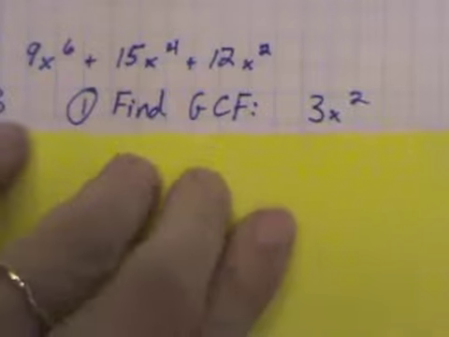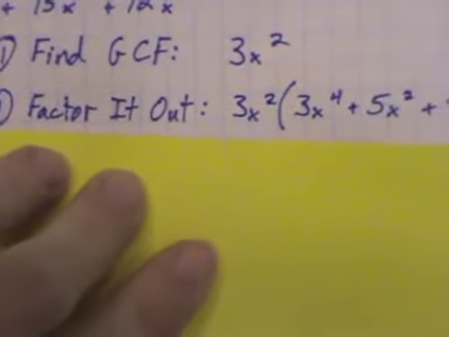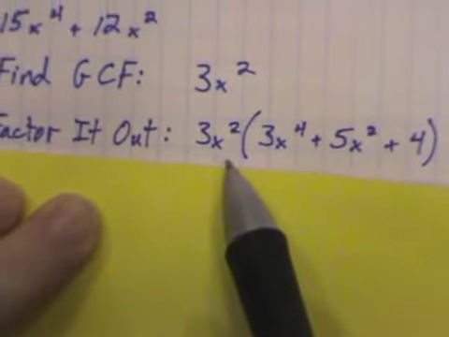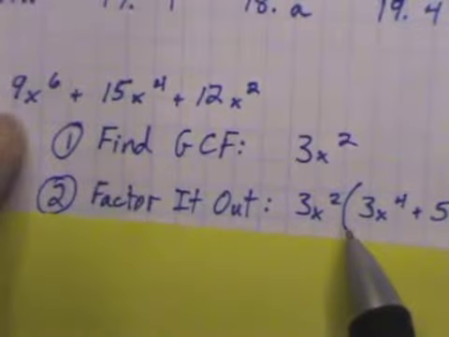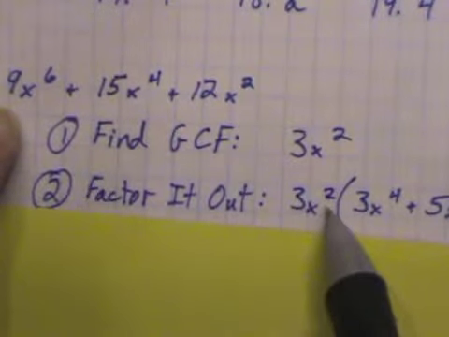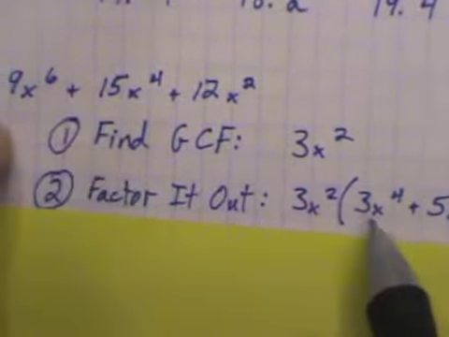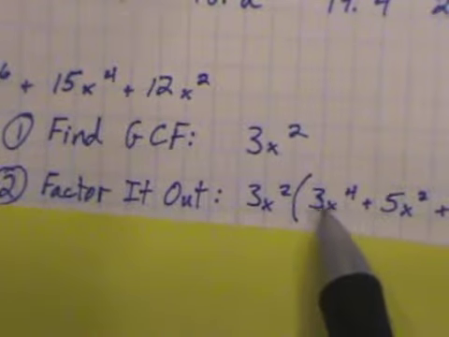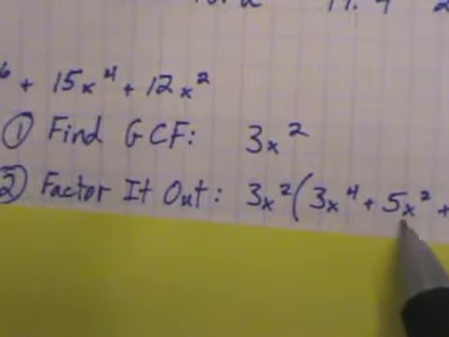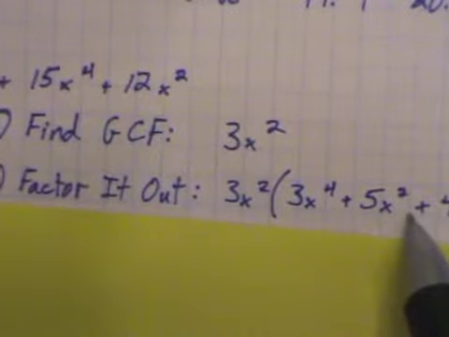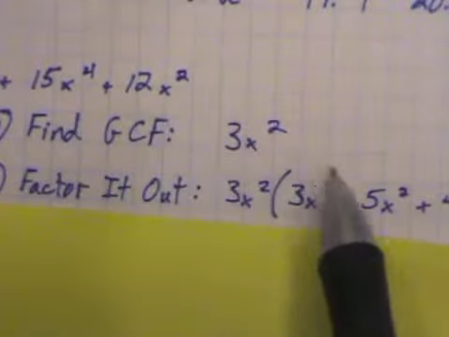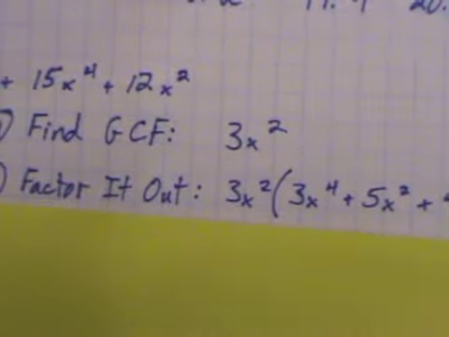Second, if you take 3x squared out, what's left? Well, remember we started with this trinomial up here. What do you multiply 3x squared by to get 9x to the 6th? 3x to the 4th. Same thing, what do you multiply 3x squared by to get 15x to the 4th? Well, 5x squared. And what do you multiply 3x squared by to get 12x squared? 4. Hang on, I'll do that in slow motion for you.